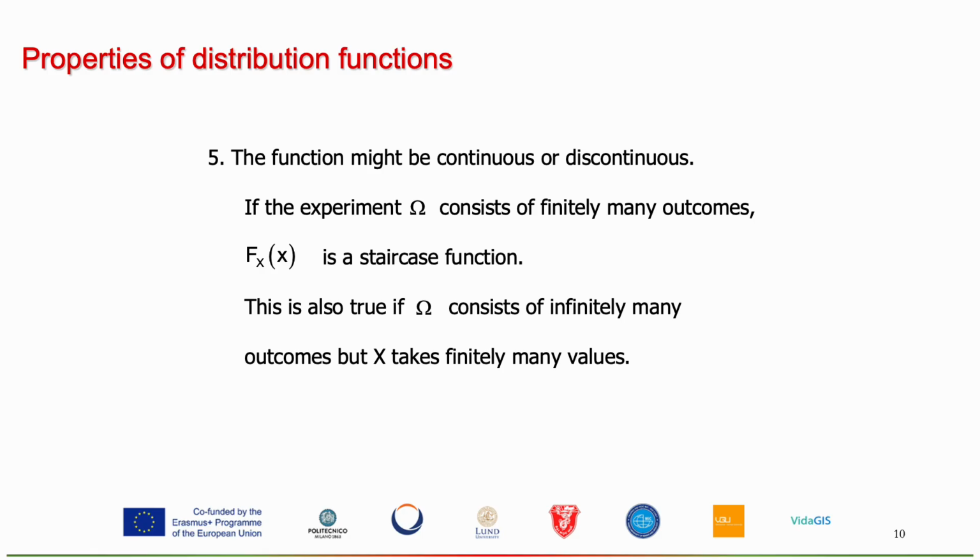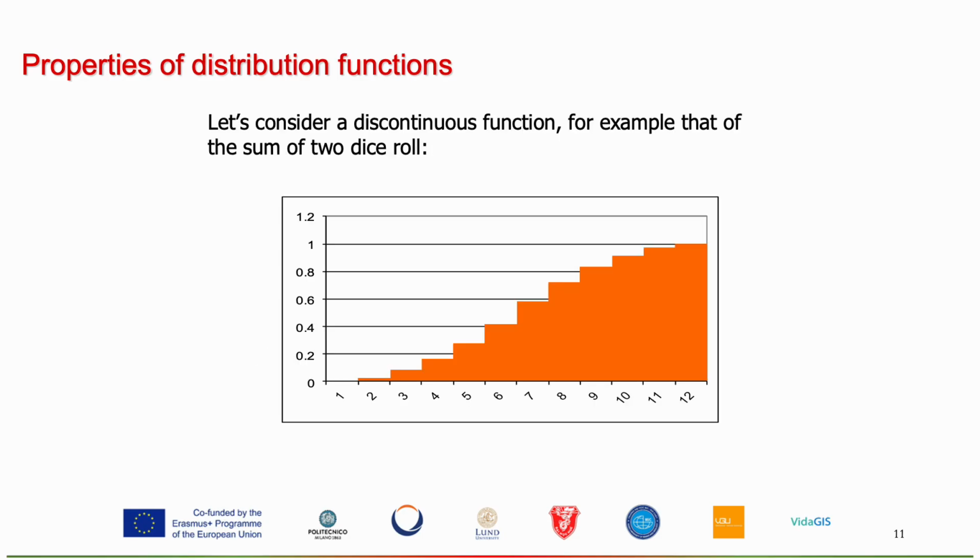And this is also true if omega consists of infinitely many outcomes, but x can take only a finite number of values. That means that for every subset of omega, just one x value is assigned. And so, for example, for the sum of two dice roll, the cumulative distribution function is something like that.